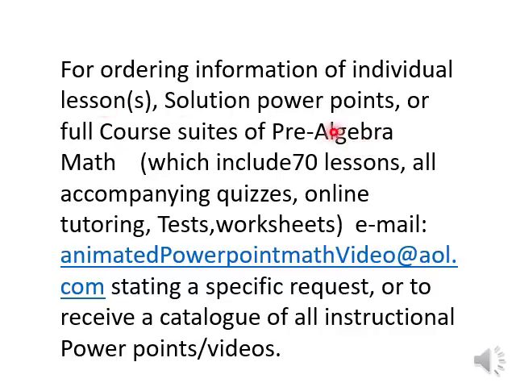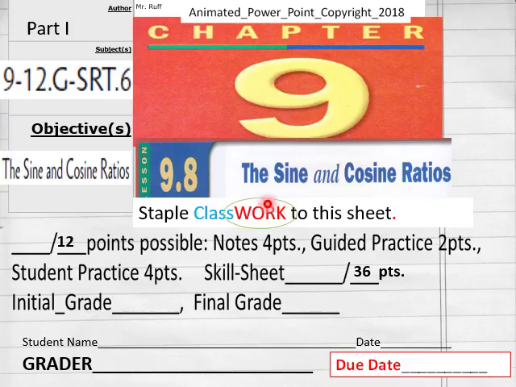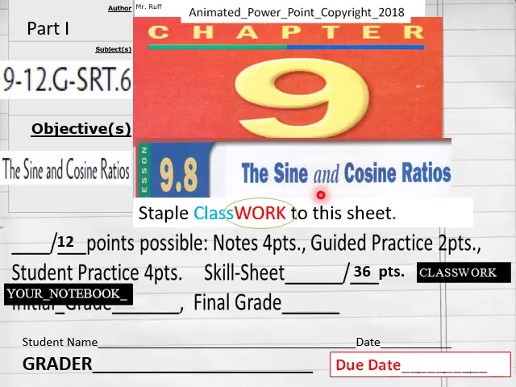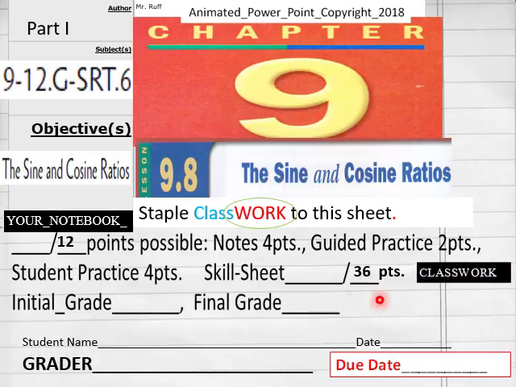Hello everybody, getting ready to do lesson 9.8 of pre-algebra math, which is sine cosine part 1. Part 2 is available here as well as all of your other class materials. 9.8 sine cosine ratios. We've got a 36-point classwork sheet today, and then we have a 12-point notebook sheet today. Sine cosine ratios.